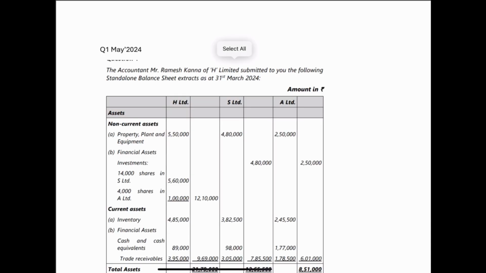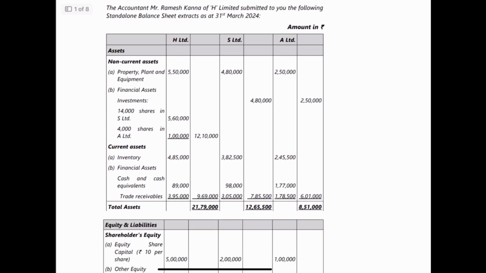Hello, hi students. In today's class, we will try to go through how the consolidated financial statement is to be prepared under IND AS 110. I will try to explain these concepts by taking one sum from the CA Final exam. This question came in the May 2024 final exam, so kindly go through this question in detail.